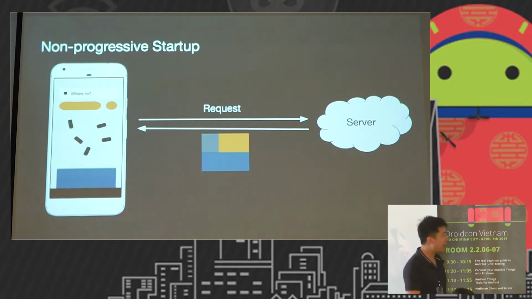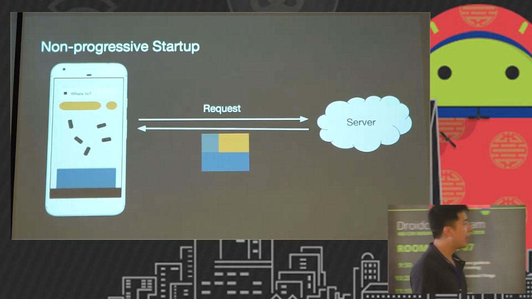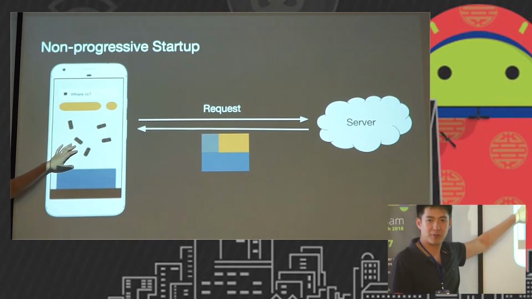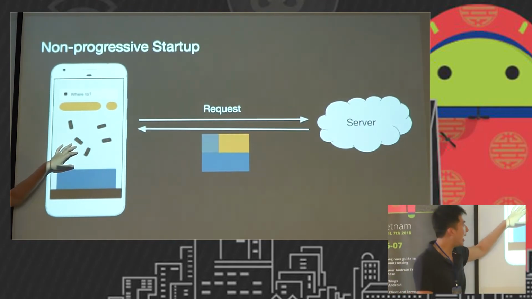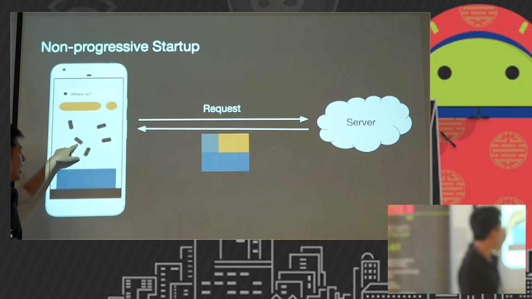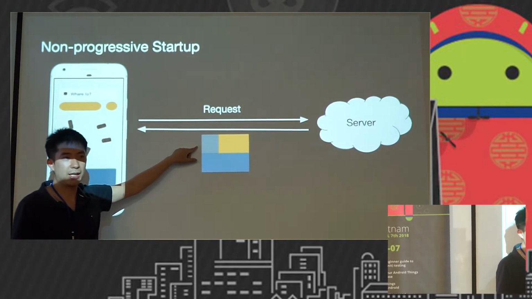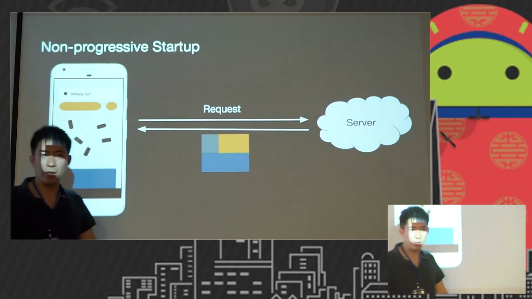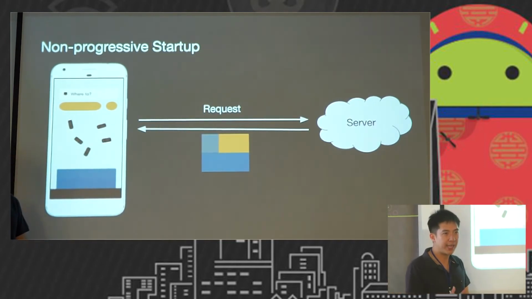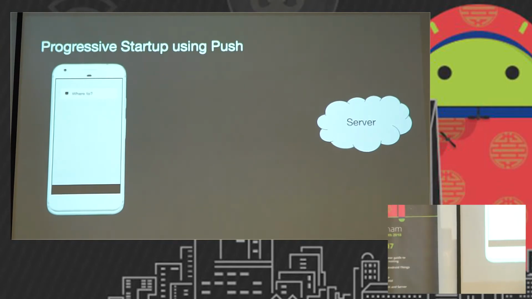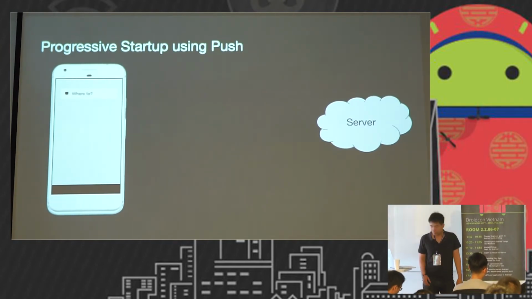But this is very inefficient because the only thing the user needs is actually looking at the car, right? I mean, that's plenty of information for them to process initially. And then, in order to render this, you only need a very small bit in the actual payload. So wouldn't it be nice if we could only send this core package first, and then render the UI? That's what we enable with progressive startup using push.